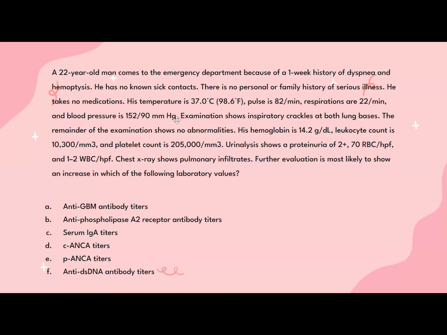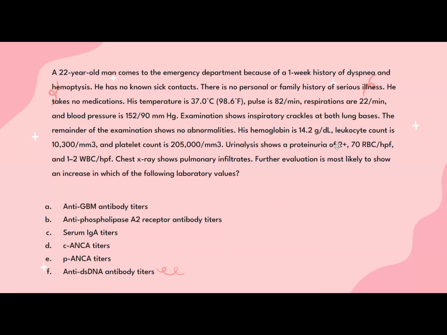Remainder of the examination shows no abnormalities. The hemoglobin is okay. The leukocyte count is all right. The platelet count is okay as well. Urinalysis shows 2 plus proteinuria, 70 RBCs, and 1 to 2 WBCs. Chest X-ray shows pulmonary infiltrates. Further evaluation is most likely to show which of the following.